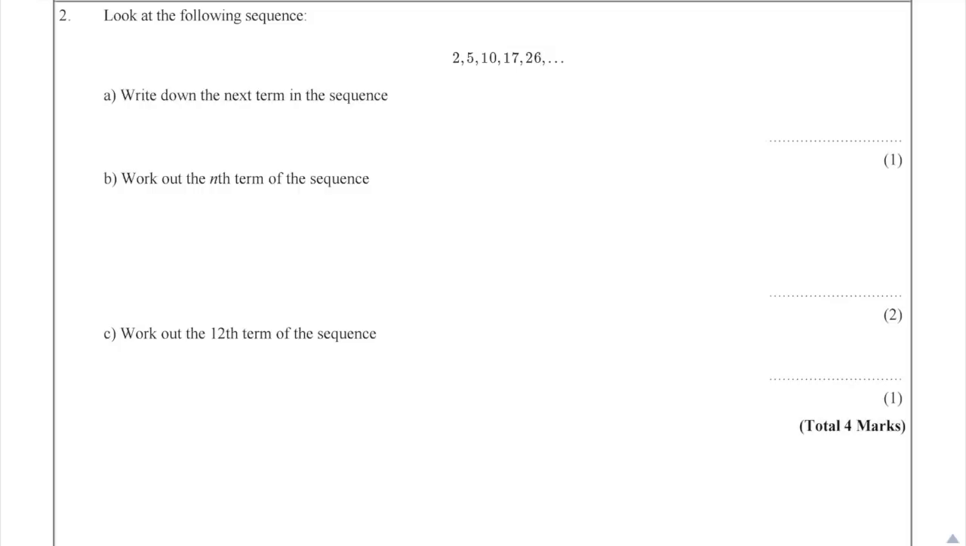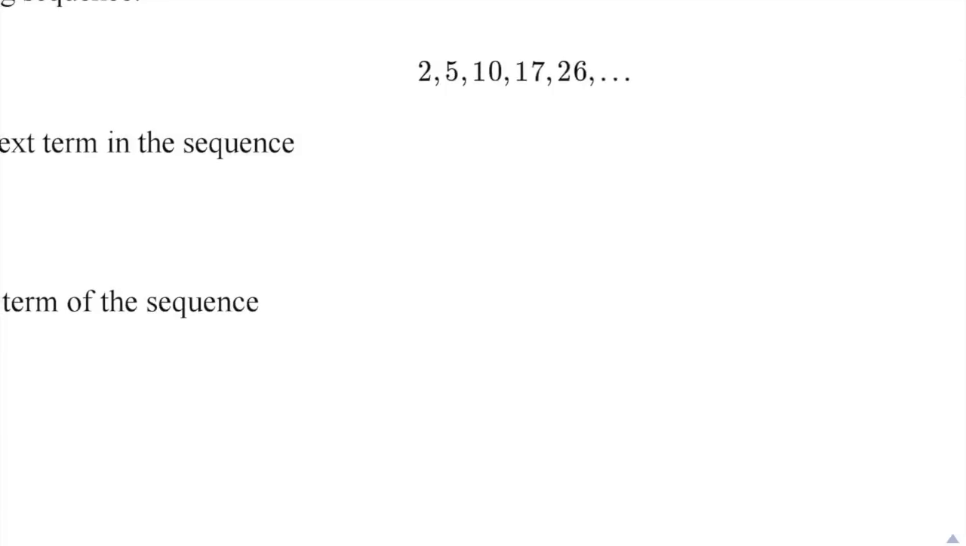Question 2 says look at the following sequence. We've got to write down the next term in the sequence. So we've got the terms 2, 5, 10, 17 and 26. So if we zoom in on this, to go from 2 to 5, we're adding 3. To go from 5 to 10, we're adding 5. To go from 10 to 17, we're adding 7. To go from 17 to 26, we're adding 9.